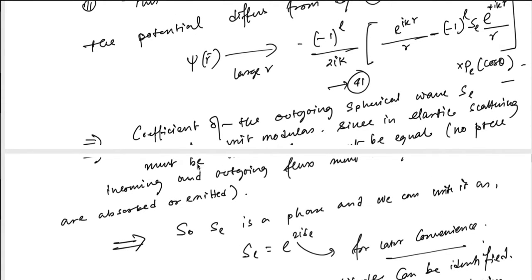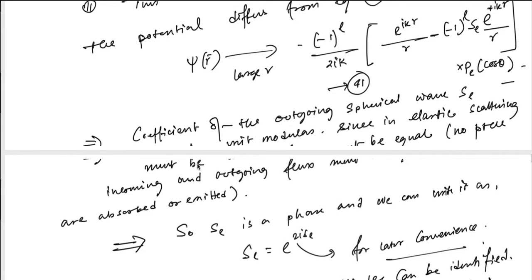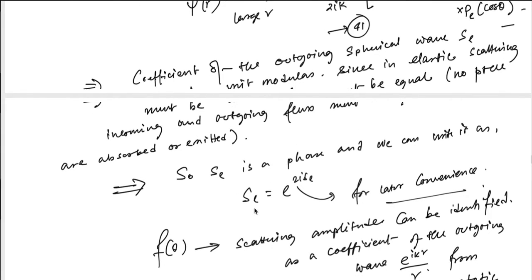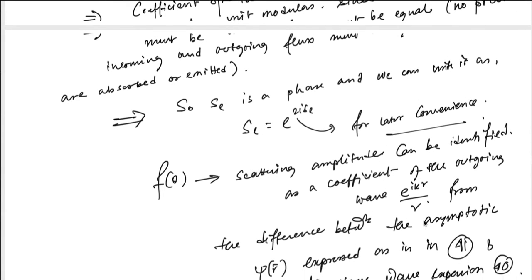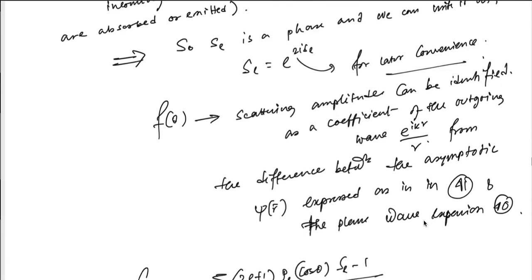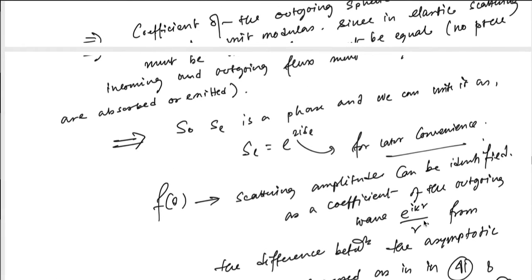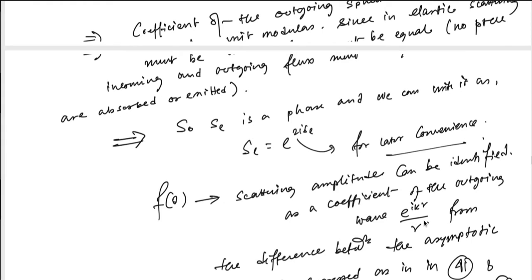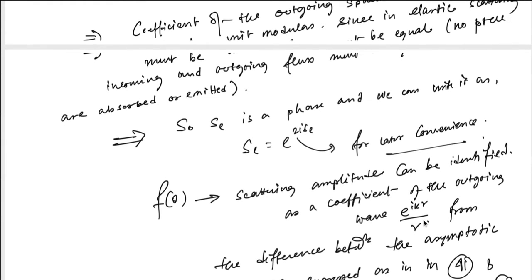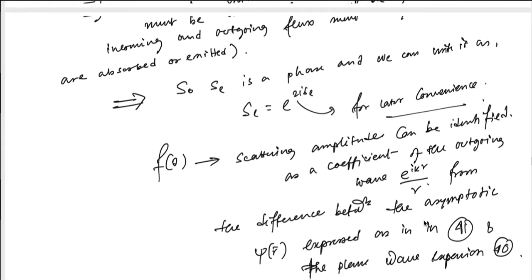So this S_L, this is a similar thing as we argued in 1D. So this term is basically a phase. So I can rewrite it as S_L e to the power 2i delta_L. Now why 2? This is for some later convenience. So now the f(theta) calculation. You can see this S_L is almost like the f(theta), but not yet entirely, so we will just make the full connection with f(theta).